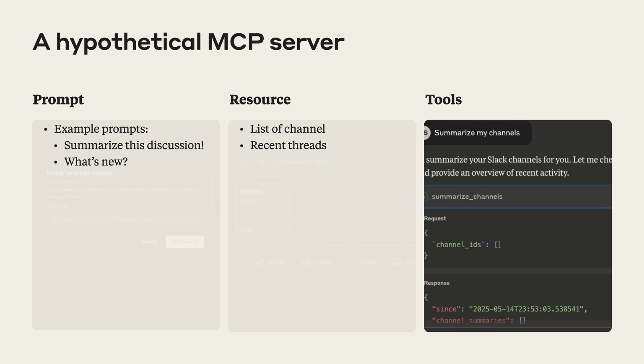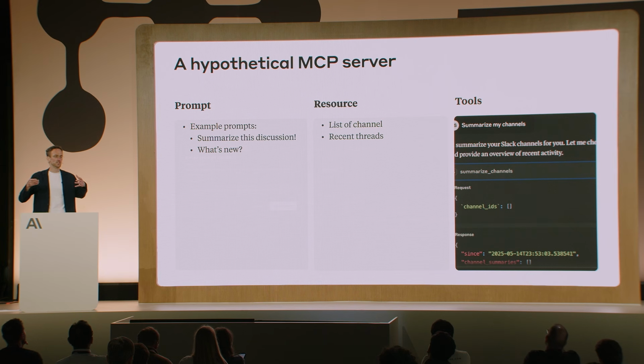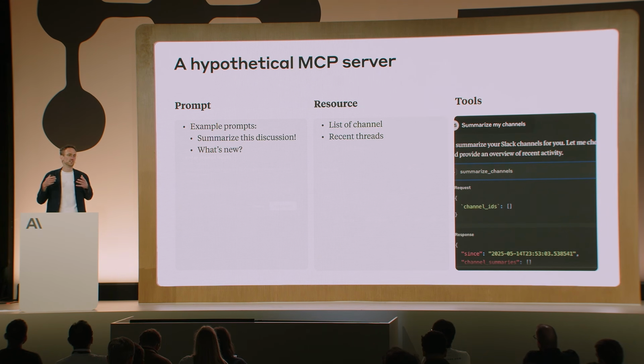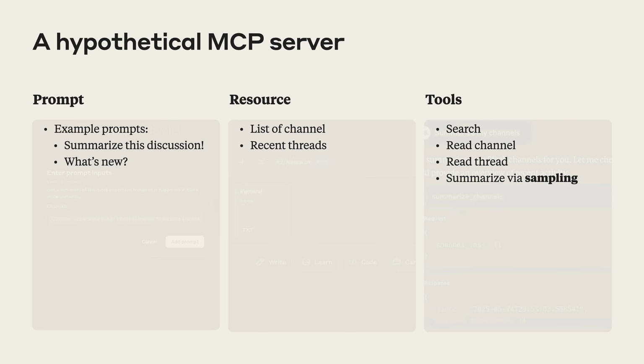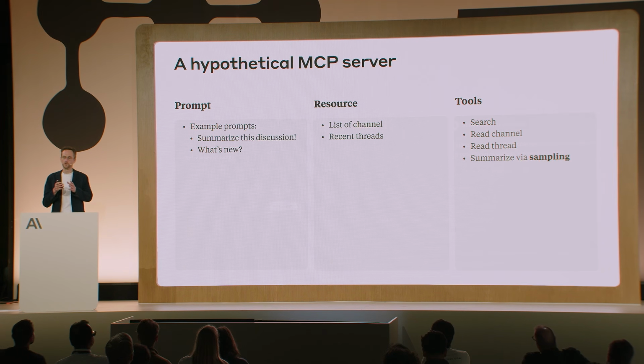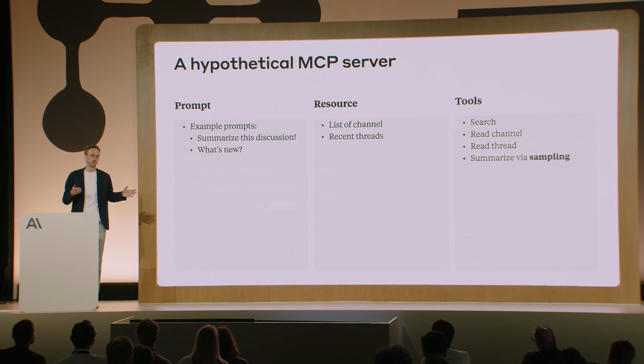And then you can use resources to directly list the channels, to expose recent threads that happened in the chat application, such that the MCP client can index it, deal with it in ways that it wants. And then, of course, last but not least, we still have our tools. We have search, we have read channels, we have reading of threads, and we will use sampling to summarize a thread, for example, and really expose this. And that's a way to really build a much, much, much richer experience with MCP to use the full power that the protocol has to offer.